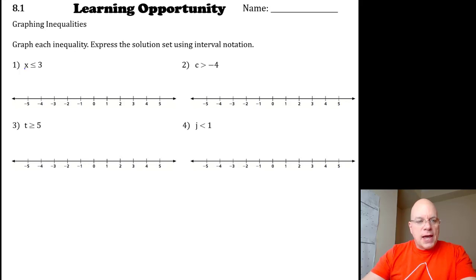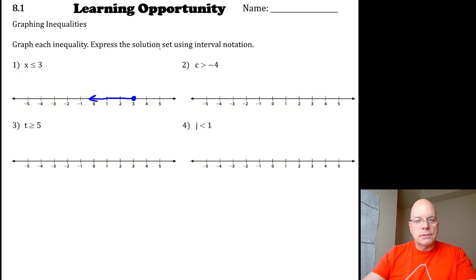Alright, number 1 says x is less than or equal to positive 3. So since x could equal positive 3 exactly, we should have a solid dot at positive 3. And x could be any value less than 3, so an arrow to the left. Doesn't matter how long your arrow is, of course, as long as it's going in the right direction and you have a solid dot at 3.